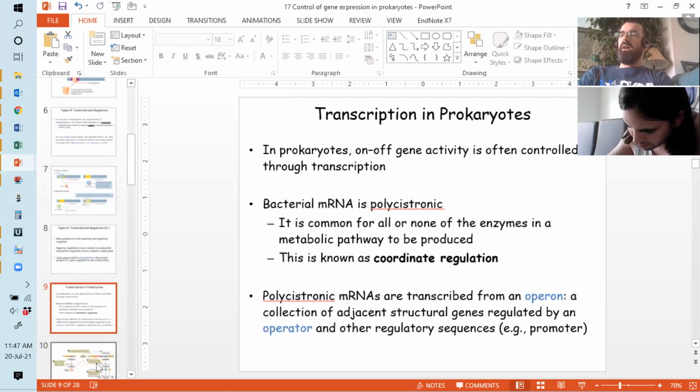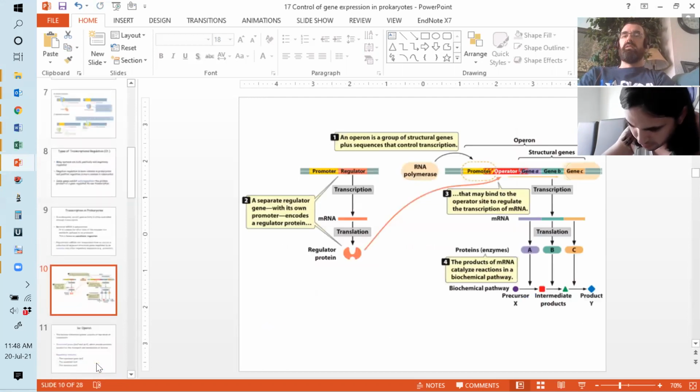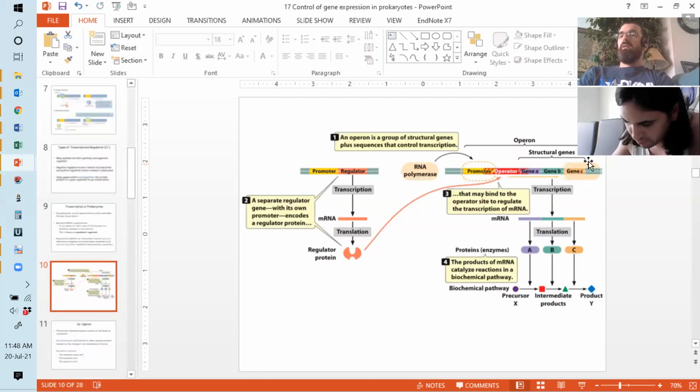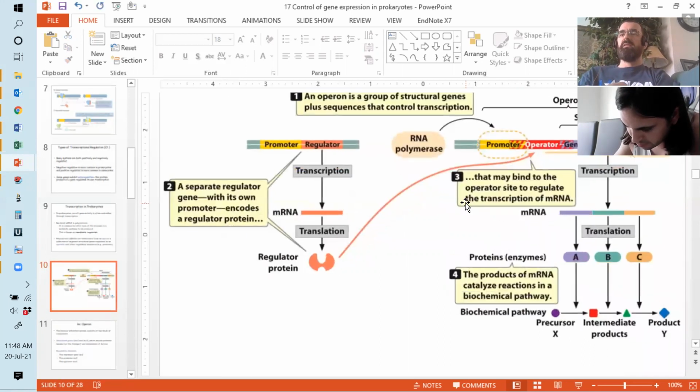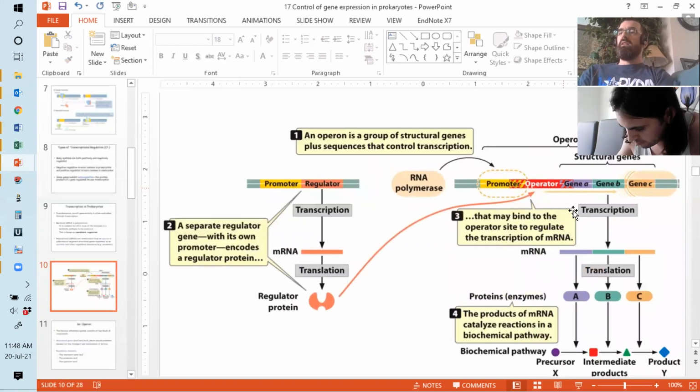And so as we talked about last section, bacterial genes are typically organized into an operon. Not always, but quite commonly. And the transcription from an operon, right, covers all of the structural genes and the regulatory region. Let's expand this a little bit. The mRNA is polycistronic.